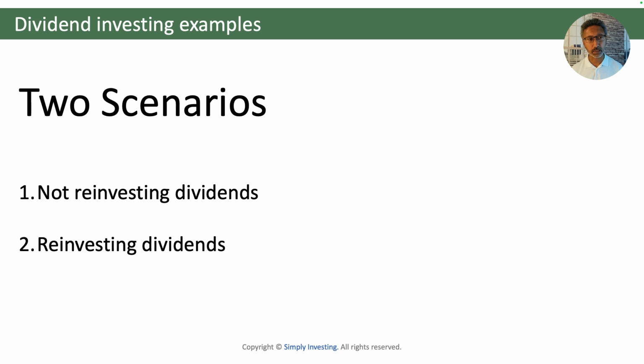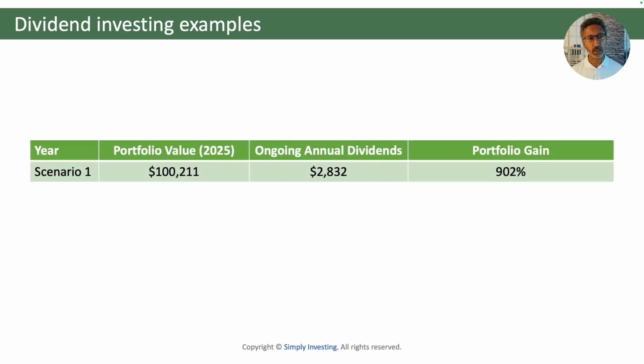Let's compare it back to back with our scenario number 2. So scenario number 1, we're going to assume they did not reinvest the dividends. They just kept them in cash in the account. So the portfolio is worth a little over $100,000, right, including dividends and capital gains. Ongoing dividends, they're going to receive, like I said, if the dividend doesn't change for TC Energy, they'll make $2,832 this year, and every single year if the dividend stays the same. So this is a gain of over 900%, which is pretty good. Now, it is a long period of time. It's 25 years. But this investor has taken a $10,000 investment, and it's now worth a little over $100,000. So a gain of 902%.